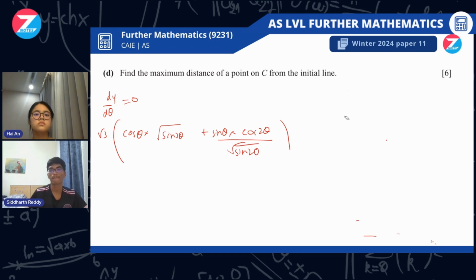So this is all equal to 0. So let's multiply it by root sine 2 theta on the full thing. So we can also just cancel out this root 3, because basically dividing by root 3 on both sides we get cos theta times root sine 2 theta times root sine 2 theta, which will just be sine 2 theta plus sine theta times cos 2 theta. So this is equal to 0.